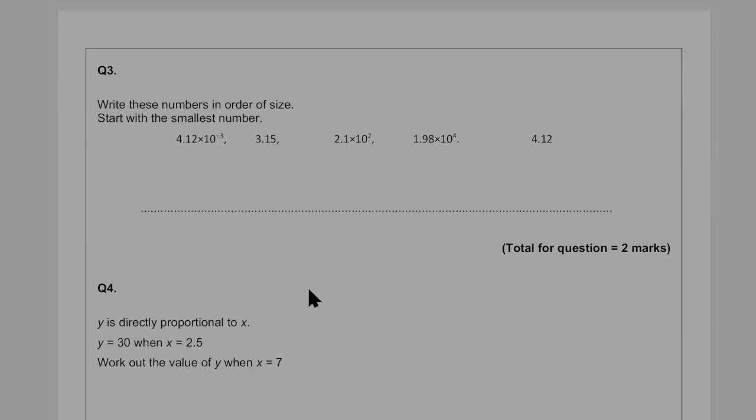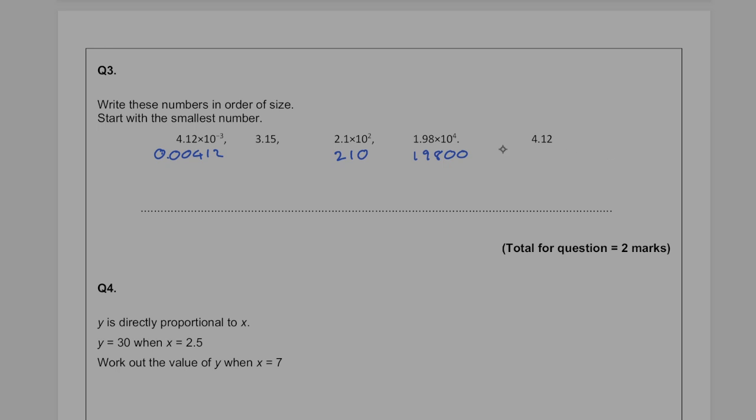Okay, question 3. Write these numbers in order of size, starting with the smallest number. So we've got a mixture of standard form and decimal. I'm going to convert these all into decimals, just because they're easier to compare that way. So this one is going to become 0.00412. This one is already decimal. This one would become 410. This one is going to become 49800, and then this one is already in decimal.